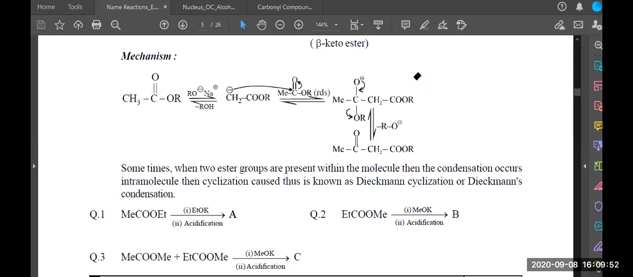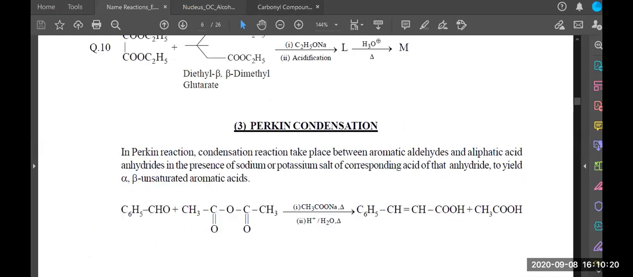So anyone having any doubt in Claisen ester condensation? It is the same as aldol condensation. The only difference is the reactant is ester instead of aldehyde and ketone. Now, Perkin condensation. When we talk about Perkin condensation, the mechanism will almost be the same. The only difference would be reactant and reagent.